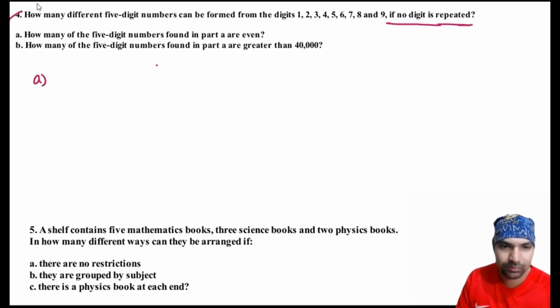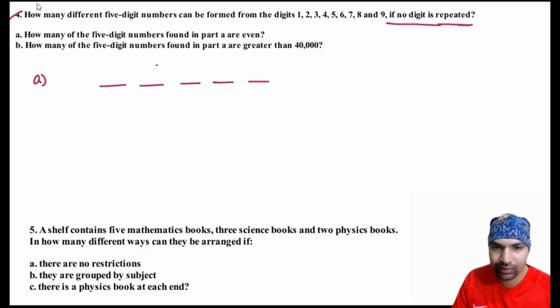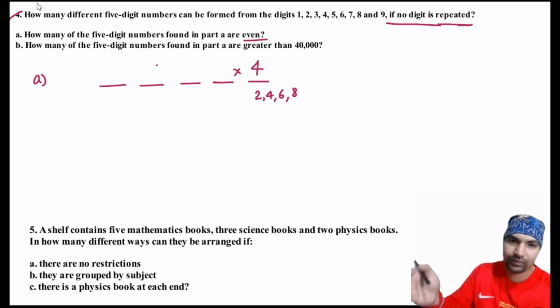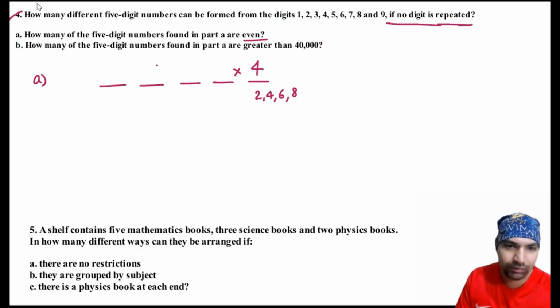So let me answer the first bit. Put 5 dashes, 1, 2, 3, 4, 5. Even, right? So we know that a number is even when the unit digit is either 2 or 4 or 6 or 8, isn't it? These are the only possibilities we have. So this can be filled in 4 ways, right? And repetition is not allowed. So here we can fill this starting from the left. Always have a habit of filling from the left, right? This way it will be easy to do.